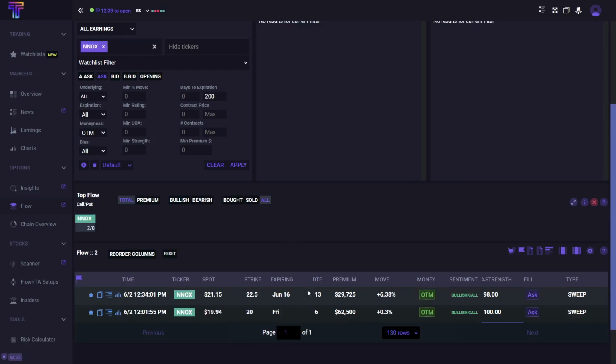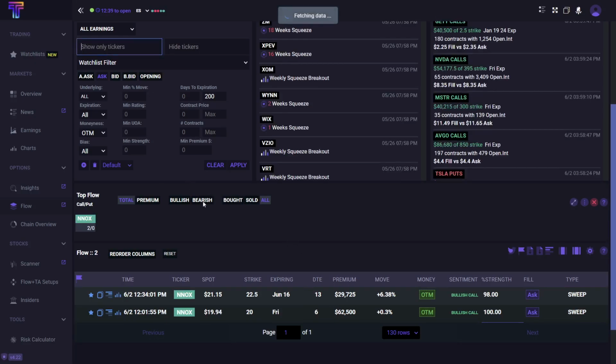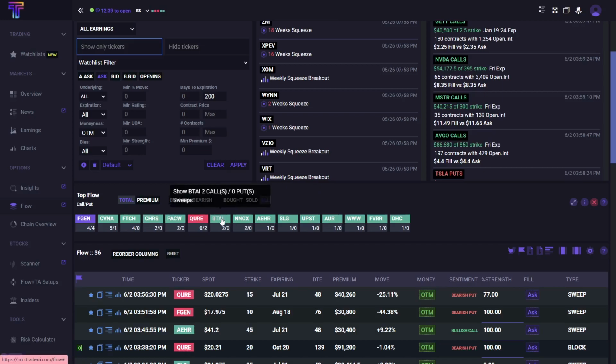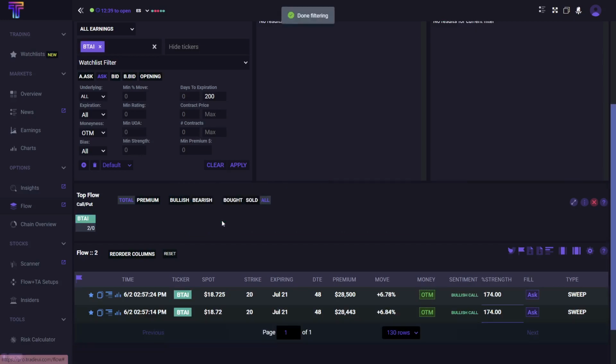All right, so same thing here. Our DTE is different. Remember, if it was every single day we found something, this thing would not necessarily be out for the public. So we want to find something consistent. Like this right here, BTAI. Is a spot at 18.72, the $20 strike, expiring in 48 days, expected 6% move.